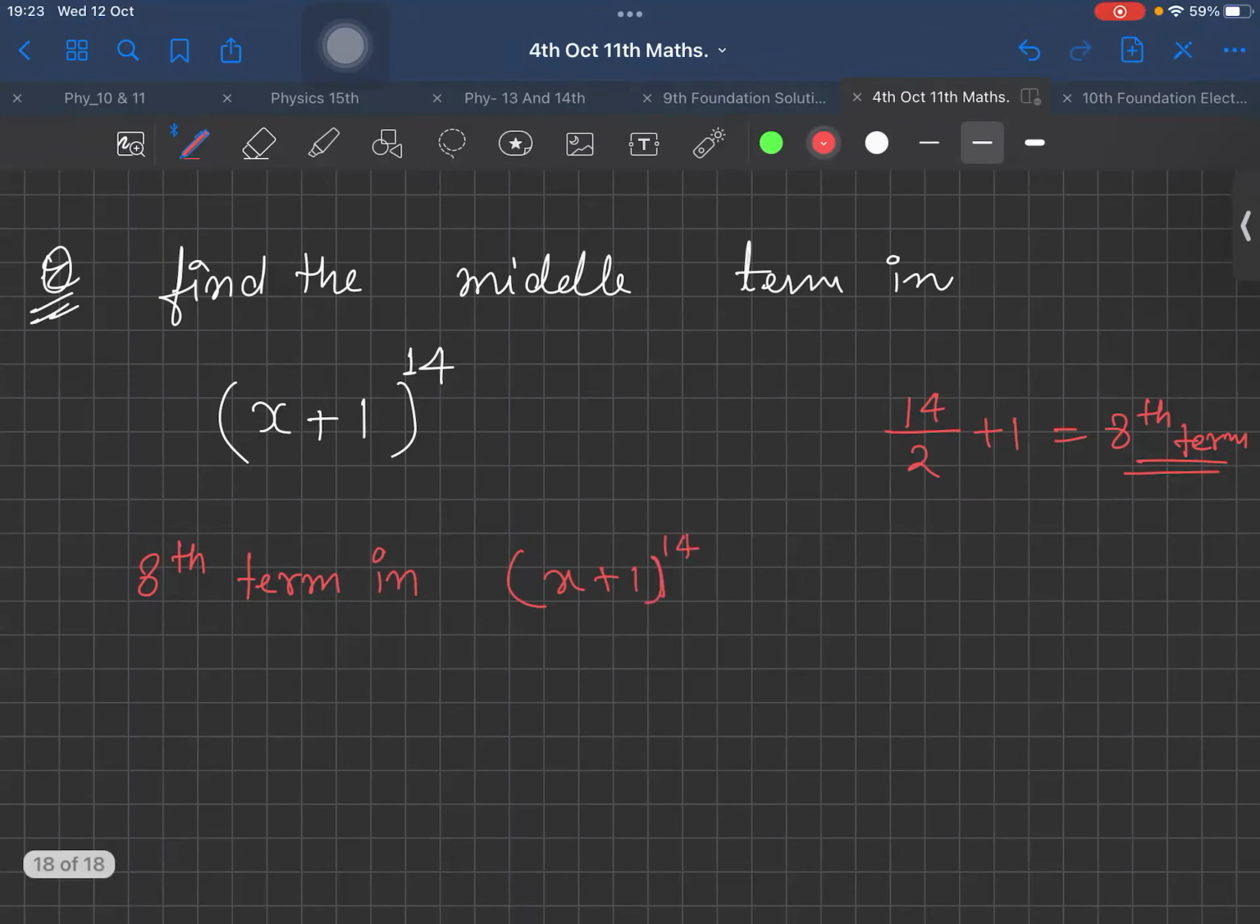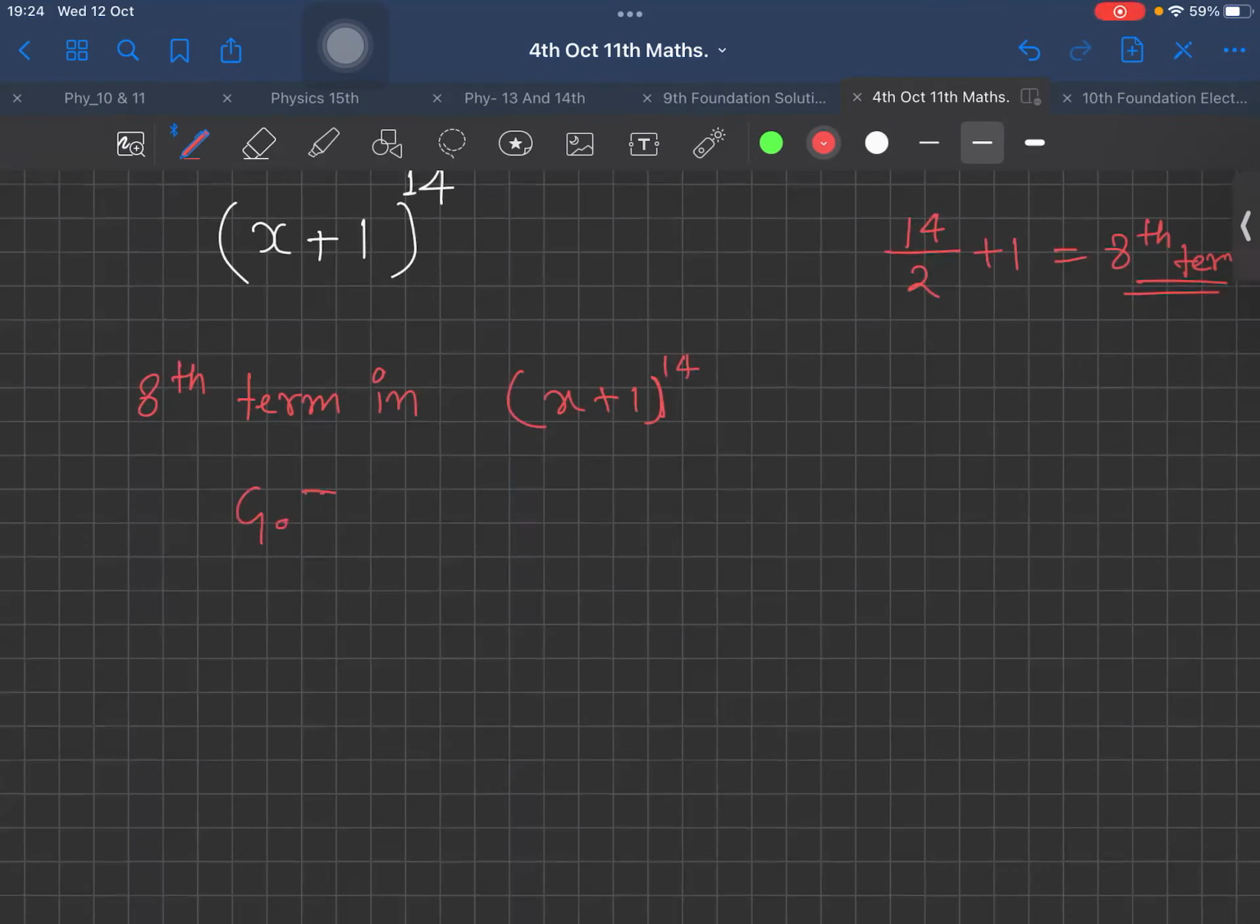So first we need to write the general term. What is the general term? nCr, x to the power of n minus r, and 1 to the power of r. n is 14, so let's write the general term: nCr, a to the power of n minus r, b to the power of r. So this is the general term. Now here, n is equal to 14, r is equal to 8. That's what we have got.